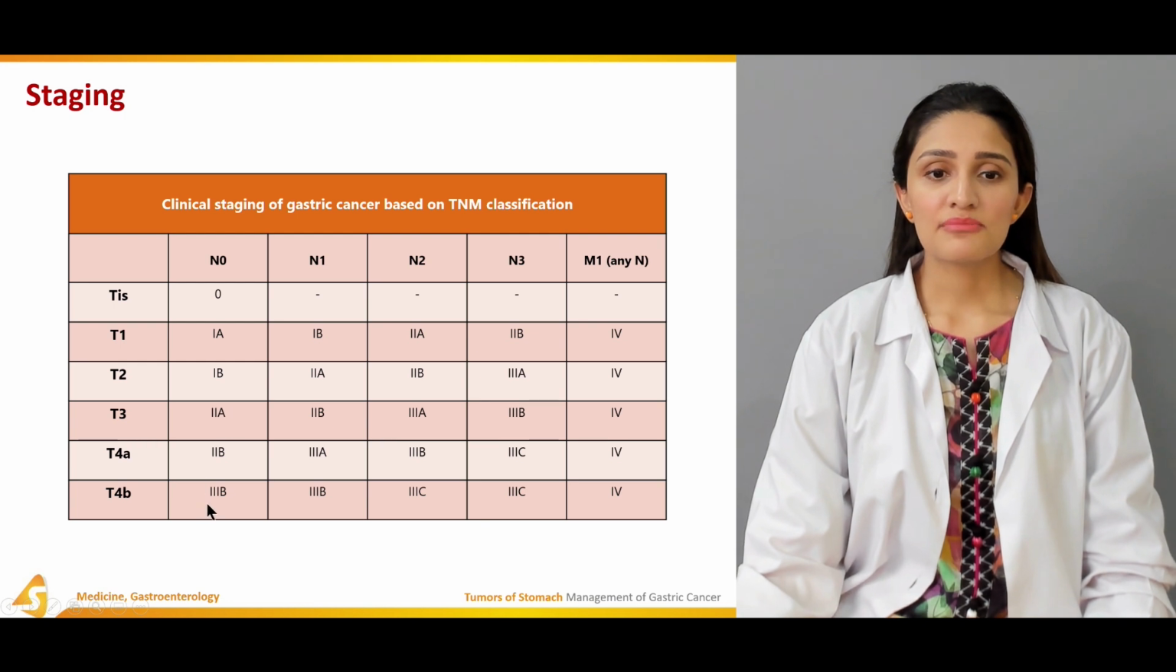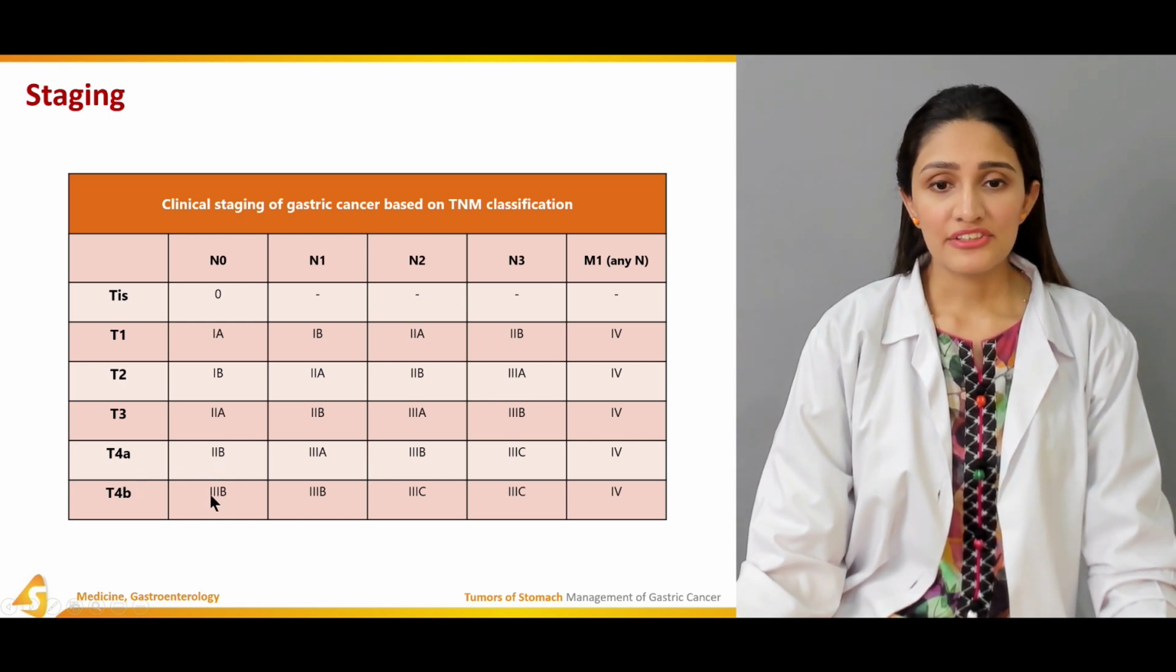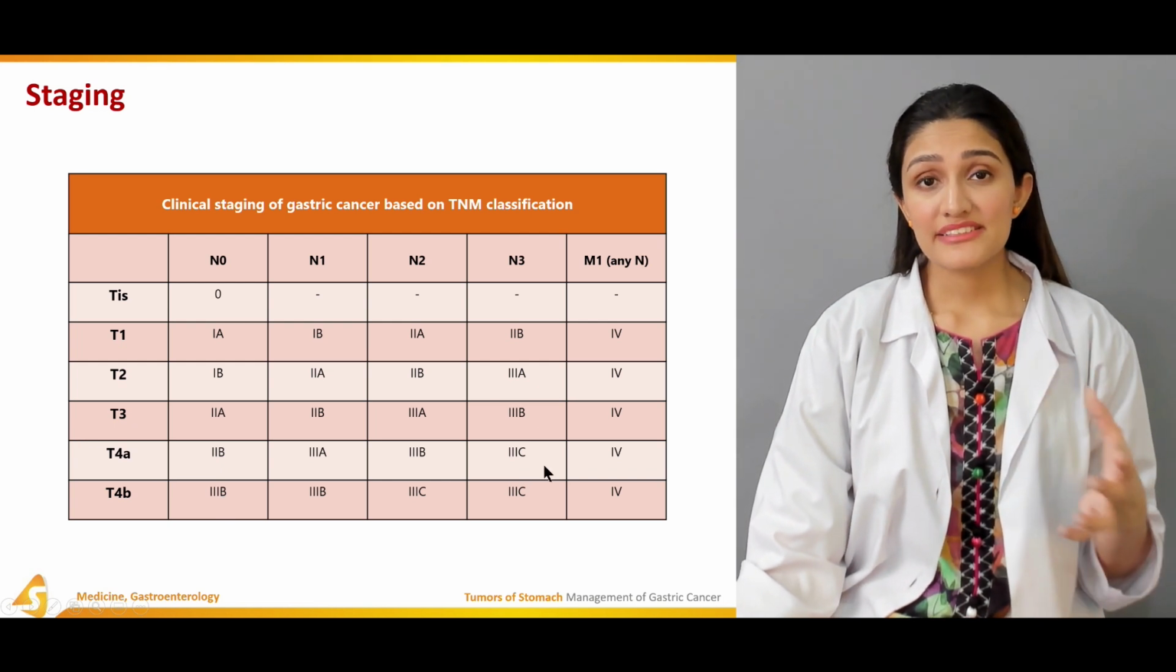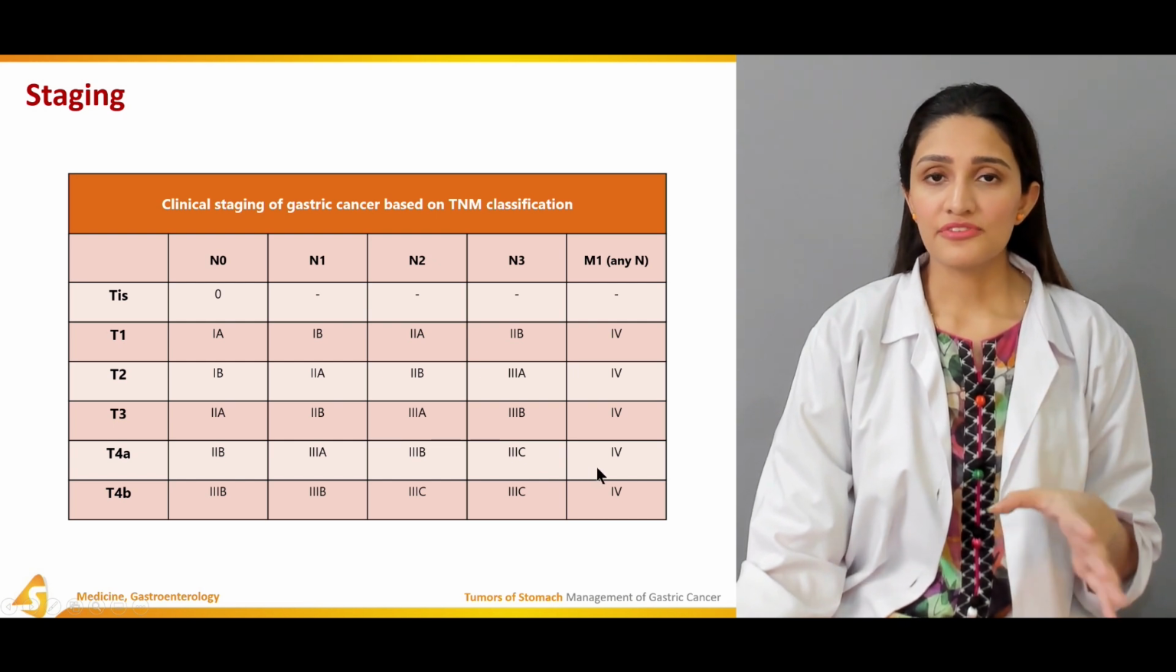Similarly, if we talk about the last stage regarding gastric cancer, T4, T4A and B, it's subdivided into two, one being 2B and 3B, and then lastly, if we talk about metastasis, if it has occurred, then it's completely known as stage 4.